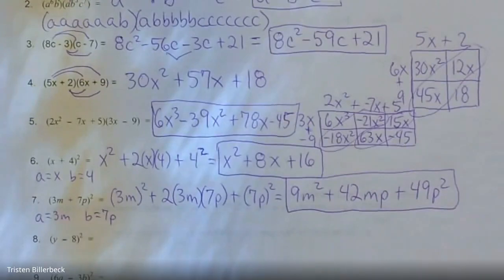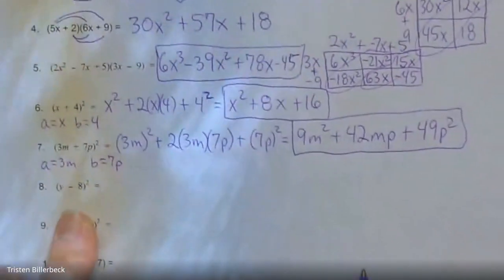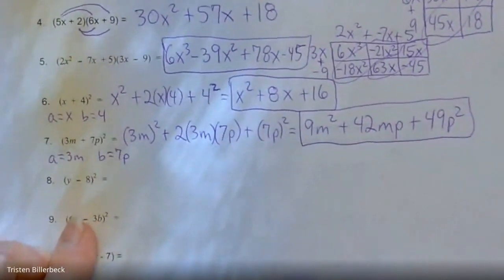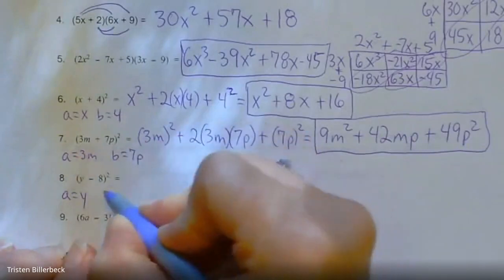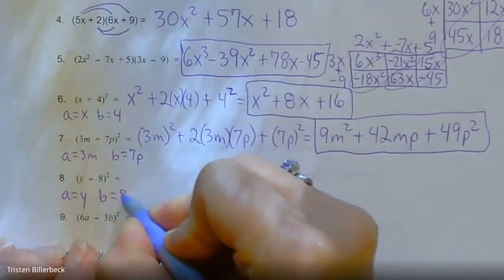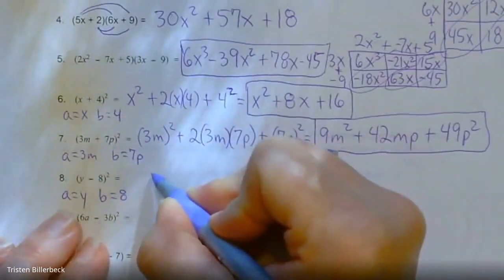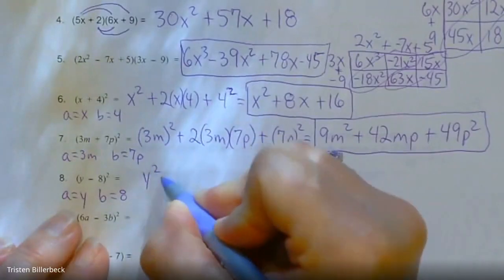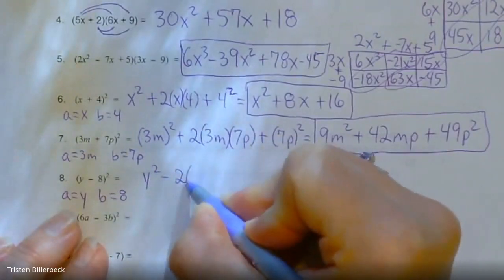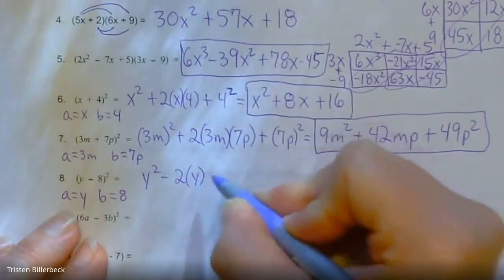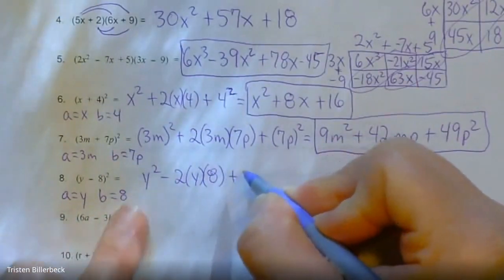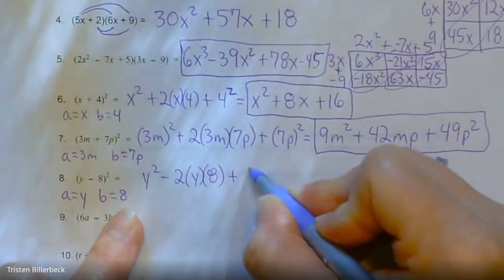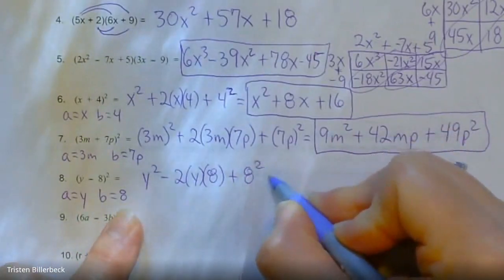So there you have it. So now we have a perfect square trinomial, but we have a minus sign. So a is going to be y, and b is going to be 8. So a squared is y squared, minus 2 times a, which is y, times b, which is 8, plus b squared, which is 8 squared.